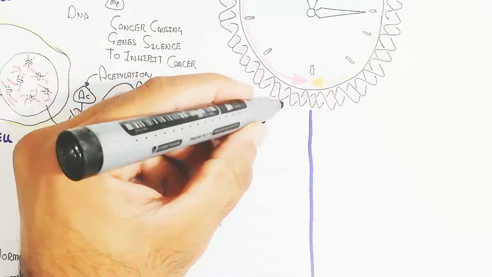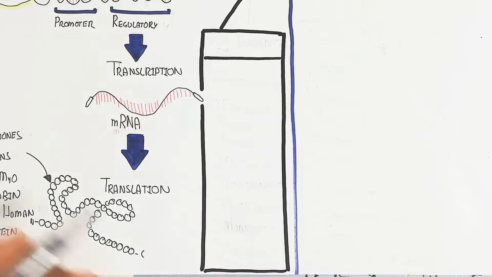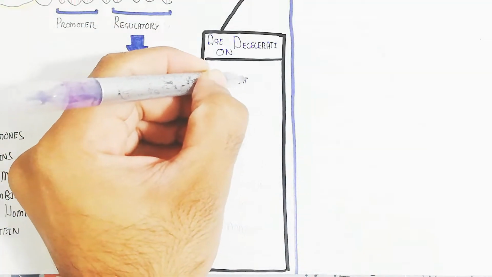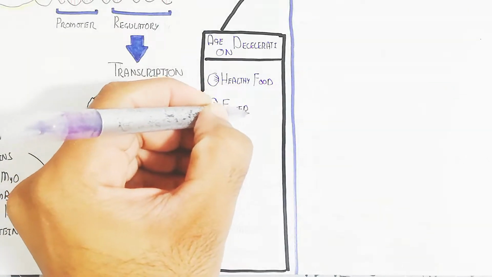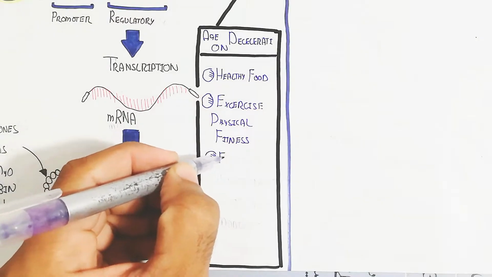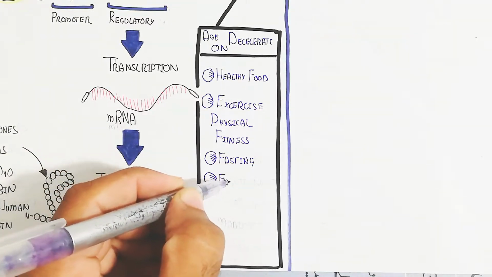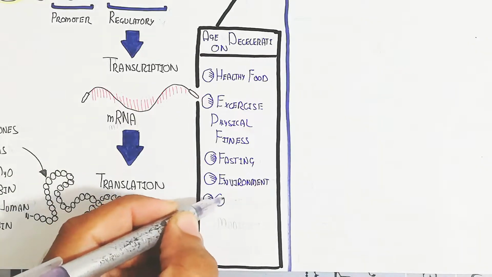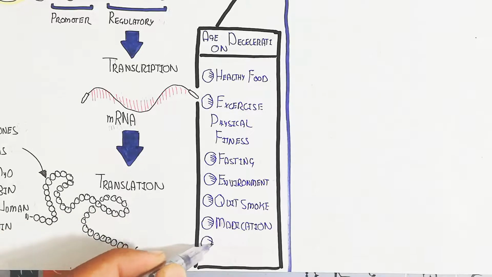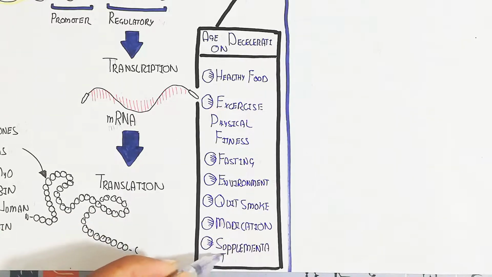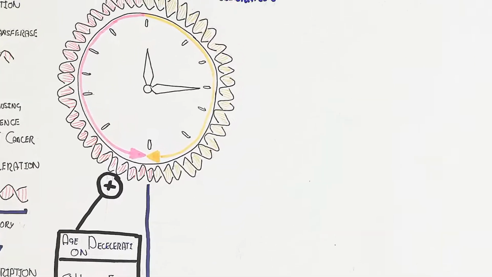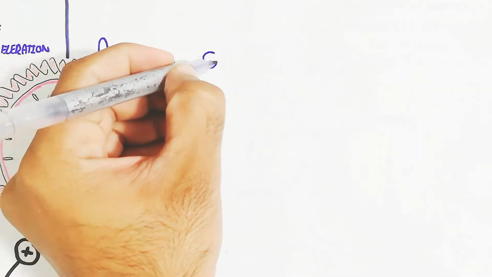How does age decelerate? Age deceleration means, number one, adding healthy food. Number two is exercise. Exercise will create a dramatic age deceleration and physical fitness. On the other hand, fasting, environment, quitting smoking, medication, and supplementation like NMN can decelerate aging, and it means you will live longer and healthier.